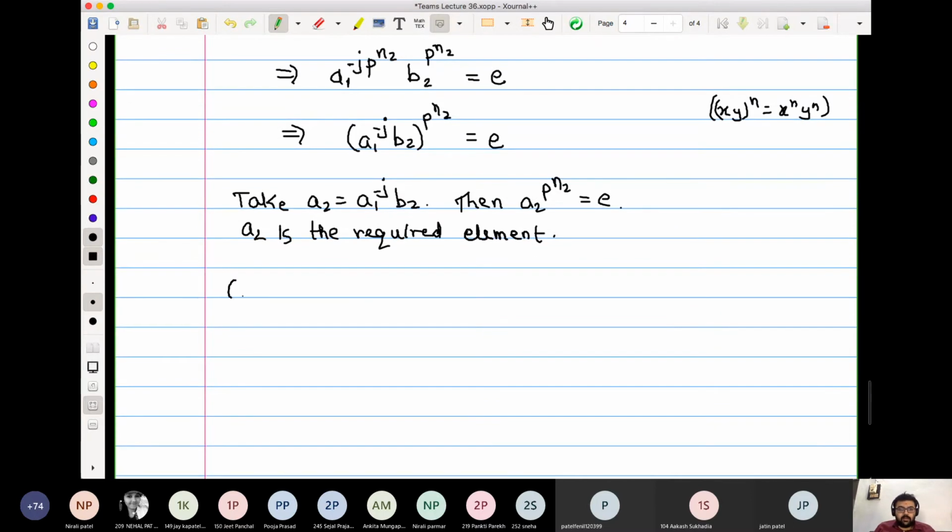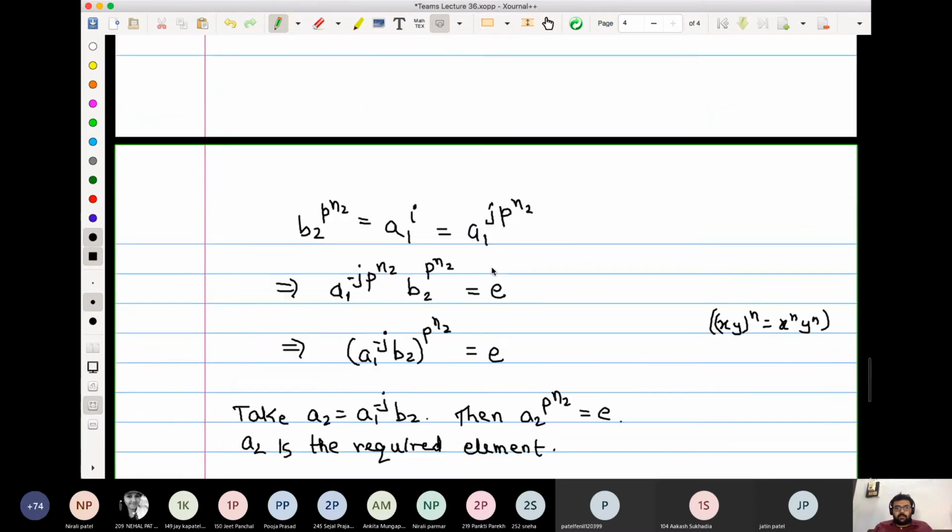Why is A2 the required element? So let us claim that A1 intersection the cyclic group generated by A2 equals identity. Okay, I know time is over, but I would like to finish this in maybe 5 minutes.